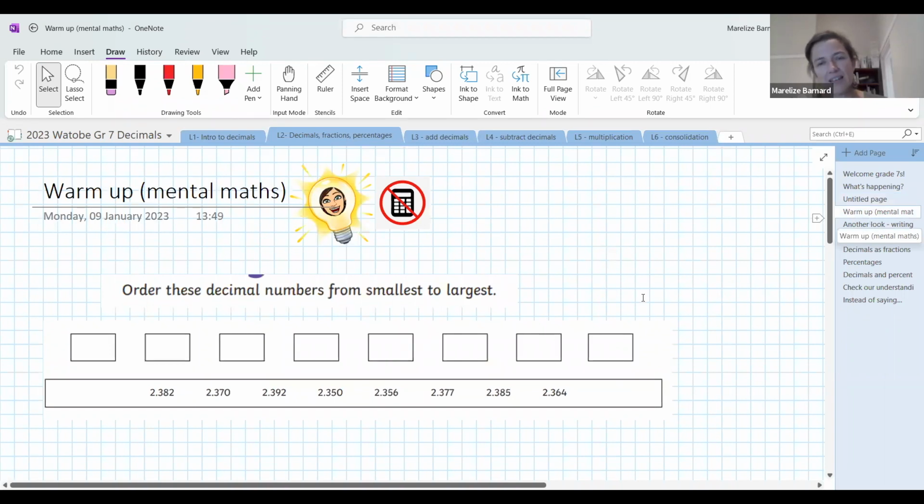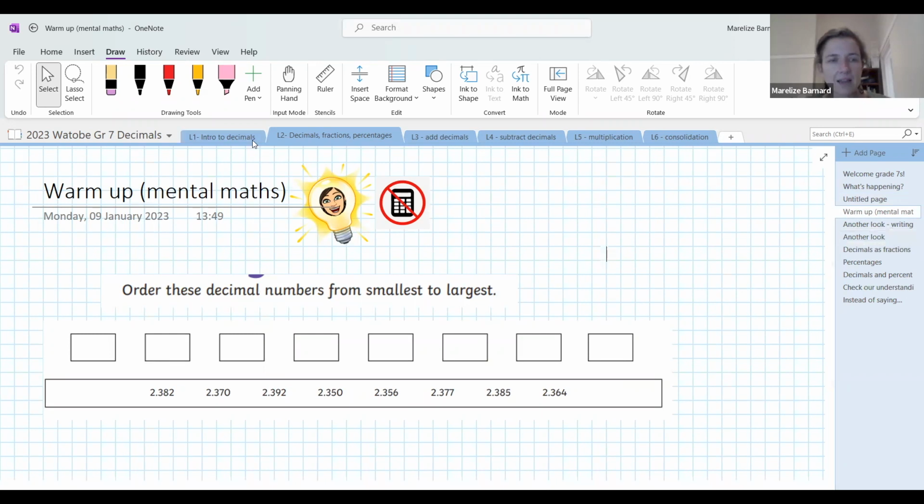Slow it down. Let's take it a bit easier towards the end of the week. We are just going to order these decimals from smallest to largest. So from smallest to largest, the decimals that are given, order them. The blocks are just there because you can write them in the blocks, but you can just write them on your page in the order you think they must be.